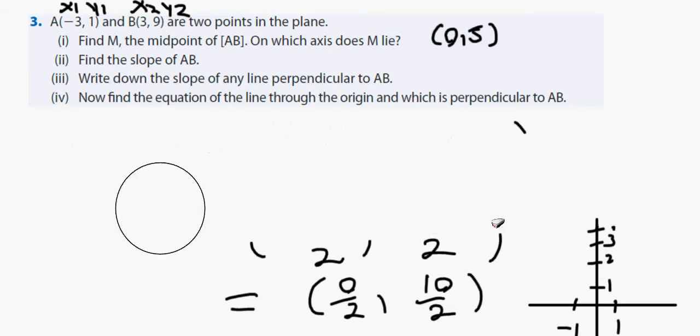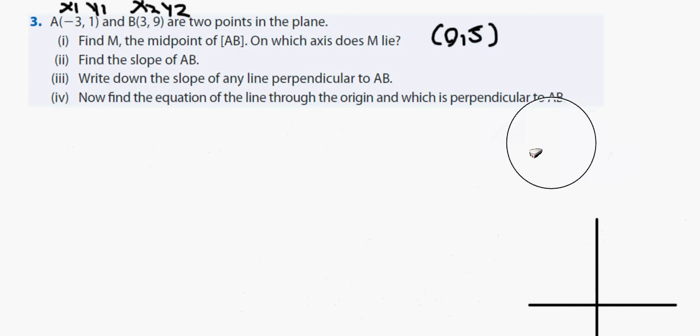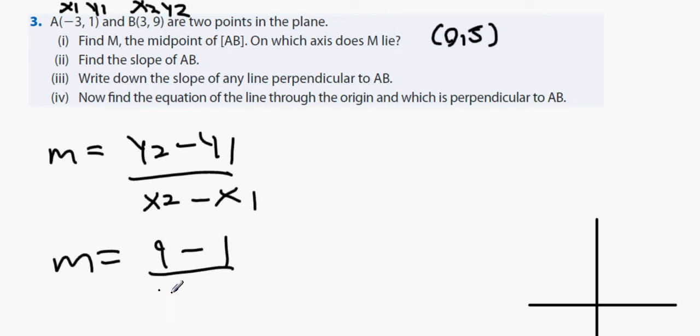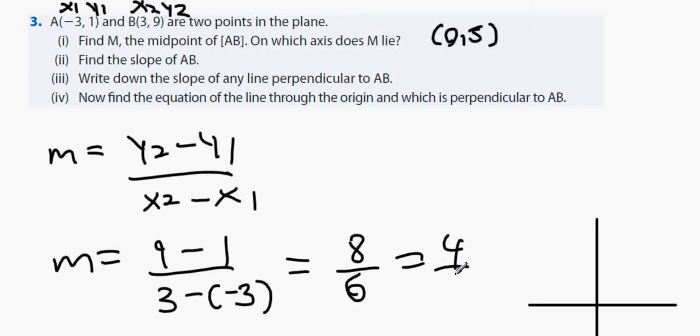Now, next question. Find the slope of AB. The slope of AB can be done just using the slope formula. M equals y2 minus y1 divided by x2 minus x1. Therefore the slope is going to be 9 minus 1 divided by 3 minus minus 3. That's going to get me 8 over 6. Well, to be honest, we could just use the calculator for that. Without using the calculator, it should be 8 over 6, which is 4 over 3.